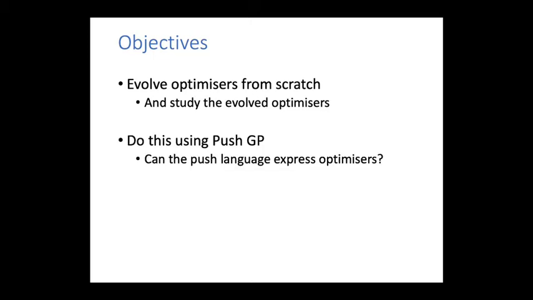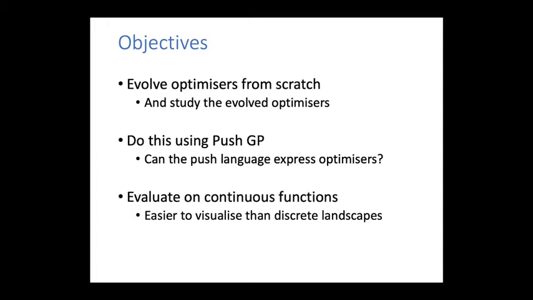Specifically, I'm using PushGP to do this and seeing whether PushGP is a suitable means of both expressing and evolving the optimizers. For this paper, I'm focusing on continuous functions, so continuous landscapes. This is mostly because I'm more familiar with these and they're easier to visualize. But there's not really any fundamental reason why this approach couldn't also be applied to discrete landscapes, which I know a lot of people here are interested in.